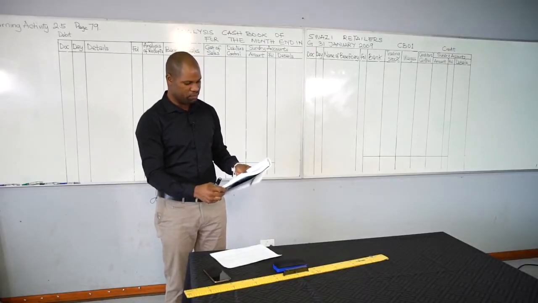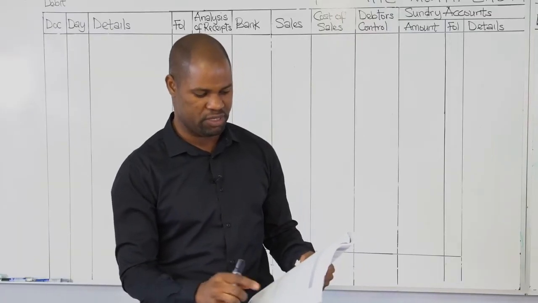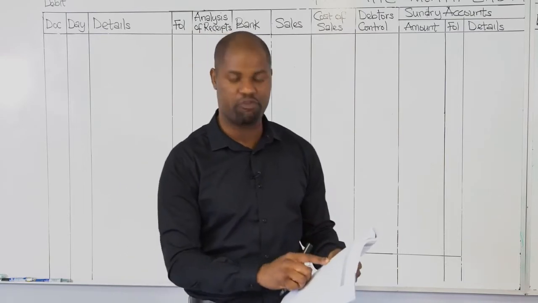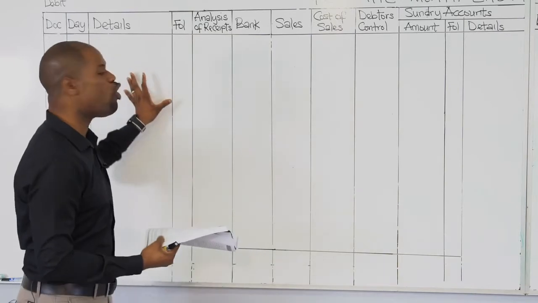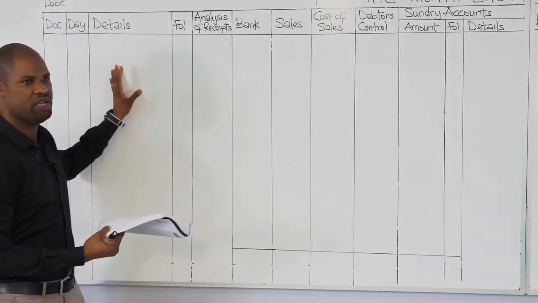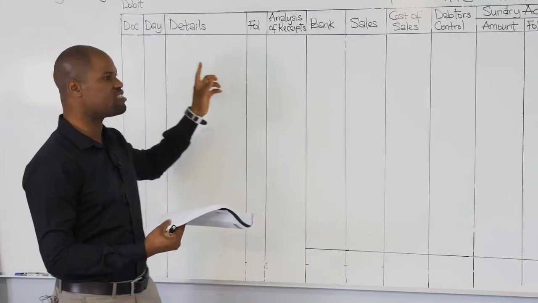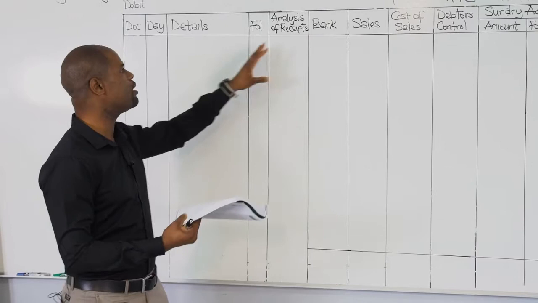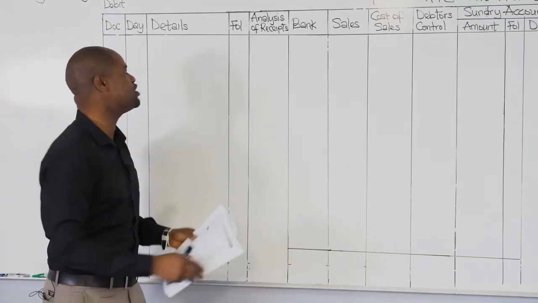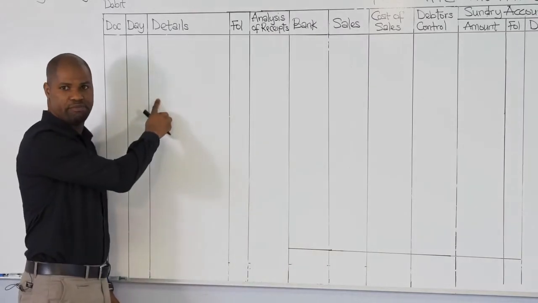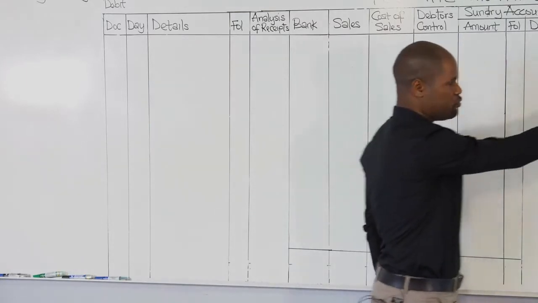The bank balance was 1,550 rand, which means it's a favorable balance. One thing about the cash book is that the cash book always opens with a balance, the balance of the previous month. The balance of the previous month can either be a favorable balance or an unfavorable balance. If it is a favorable balance, it has to be debited. And if it is an unfavorable balance, you have to credit it.